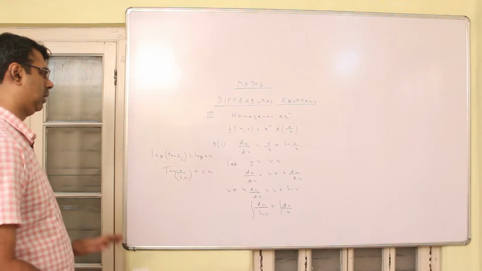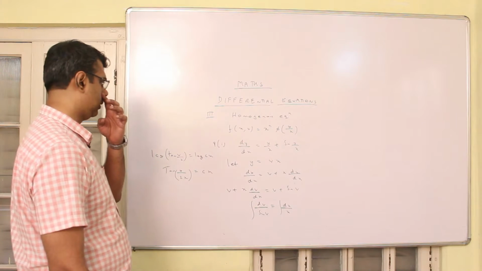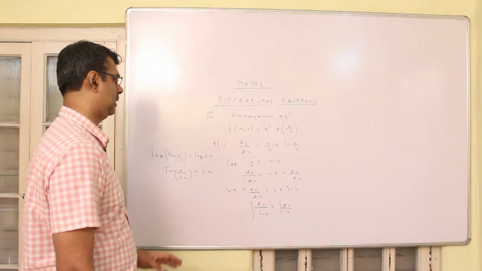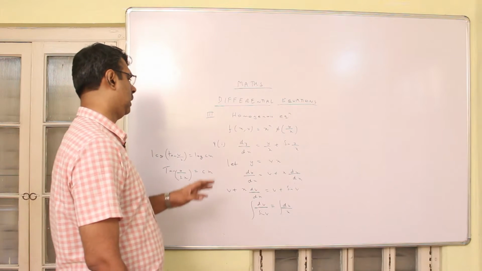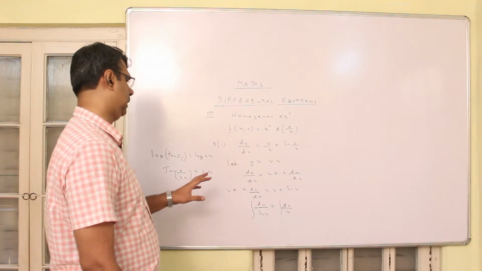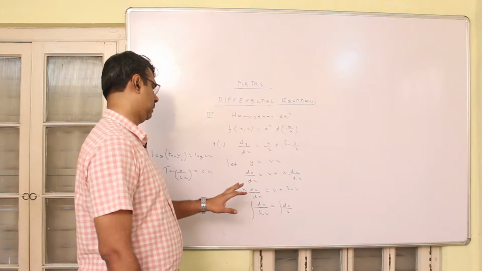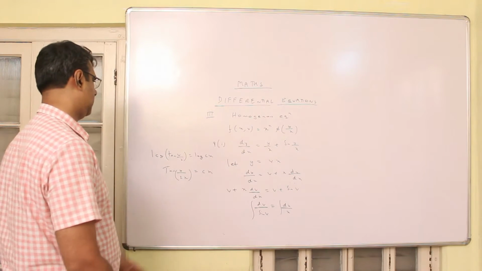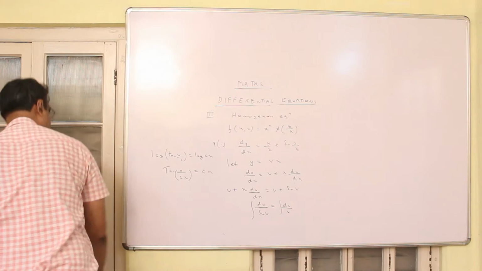So just remember one thing: in all the sums of type 3, you will first need to verify that yes, it is a homogeneous function. You will have to start by putting y equal to vx, and then you have to replace everywhere y by x with v, integrate both sides, and you will get the answer.